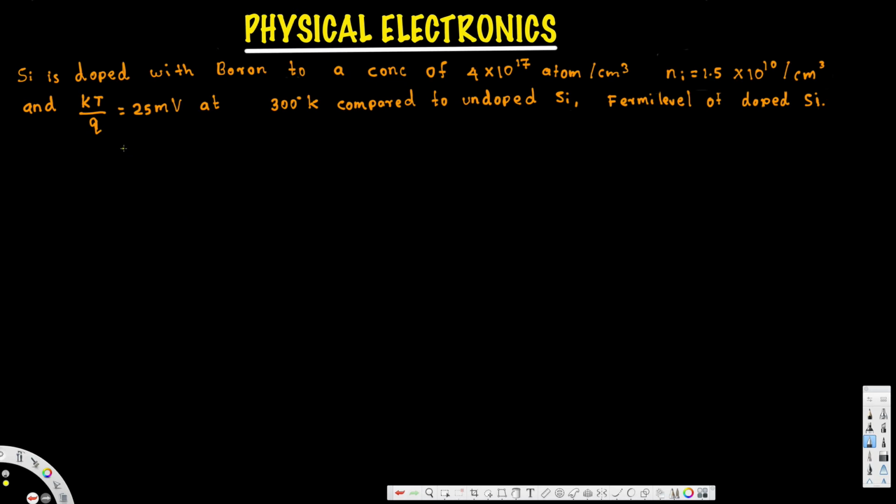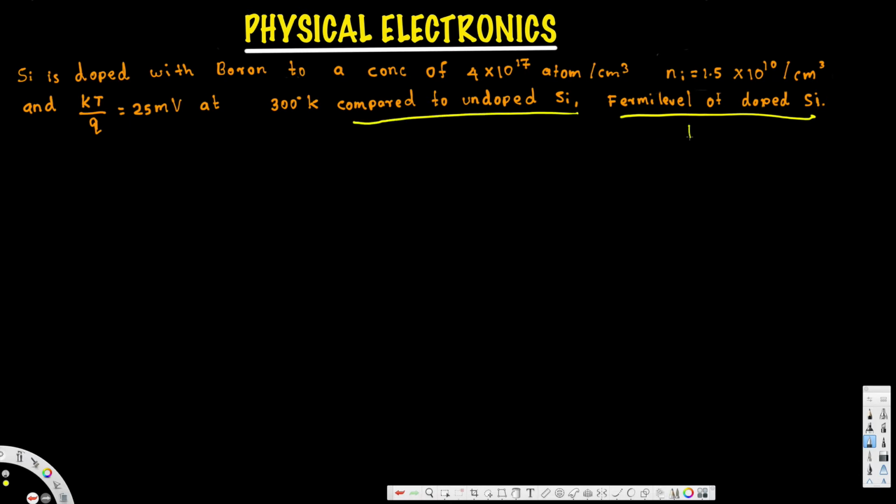Let's look at this problem right here. The question is asking: silicon is doped with boron to a concentration of 4 times 10 to the power of 17 atoms per centimeter cubed. Ni is equal to 1.5 times 10 to the power of 10 per centimeter cubed, and kT over q is equal to 25 millivolts at 300 Kelvin. Compared to undoped silicon, find the Fermi level of doped silicon. So the question is asking us to find the Fermi level of doped silicon compared to undoped silicon.